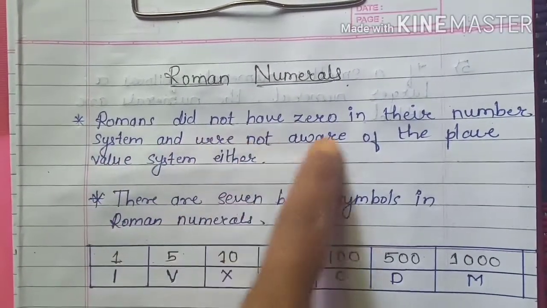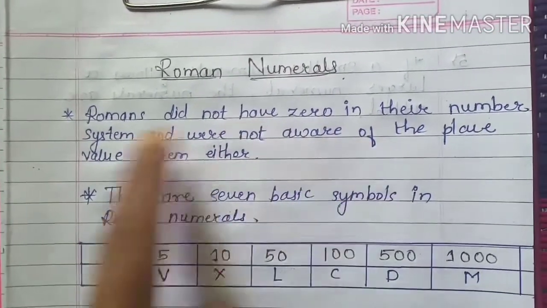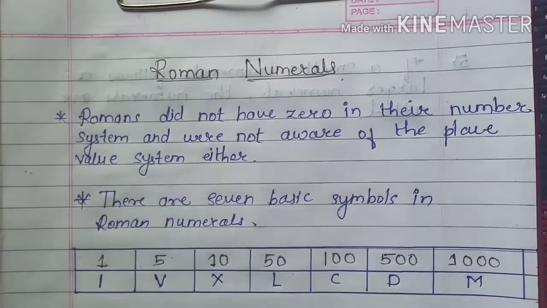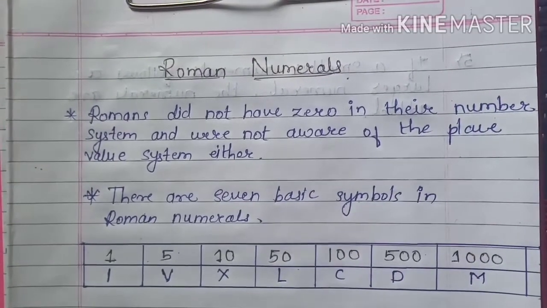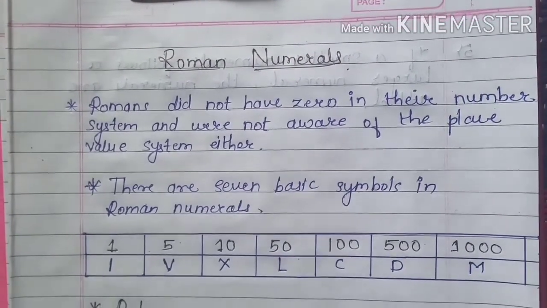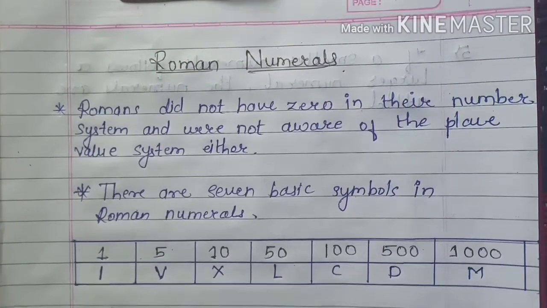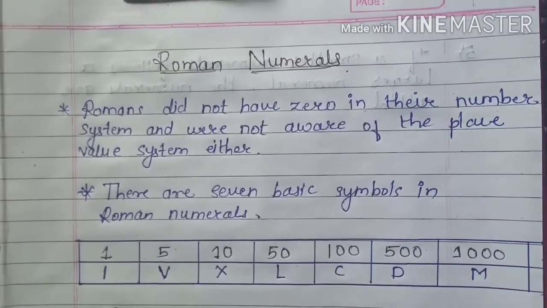Romans did not have zeros in their number system and were not aware of the place value system either. In the Indian system of numeration or the international system of numeration, we have to draw the place value chart and write the numbers according to the place values. But the Romans didn't use any numbers or zeros, they just used letters.